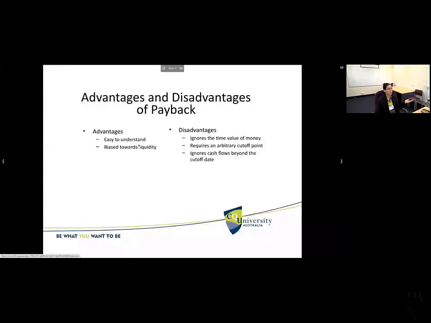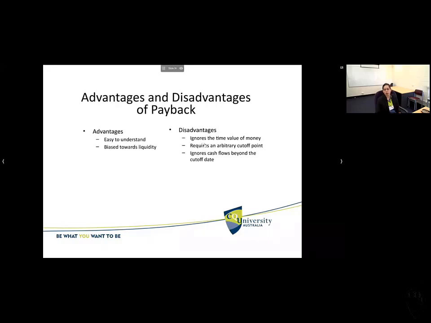So some advantages and disadvantages of it. The advantages, obviously, it's very easy to understand. And it's also biased towards liquidity. Liquidity meaning how quickly you can turn something to cash. Okay, because it focuses on cash flow. But there are a number of disadvantages, and they're fairly large disadvantages when you think about it.